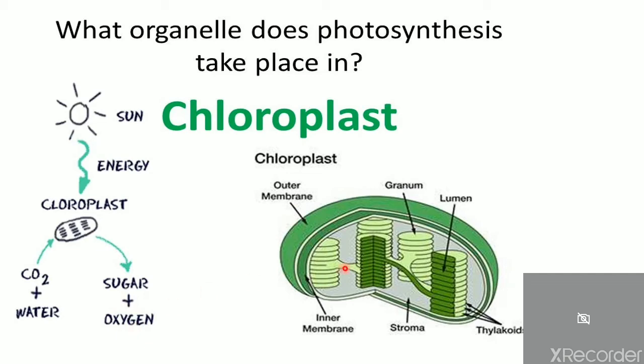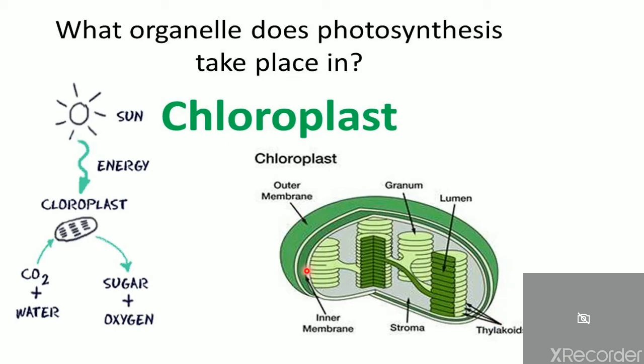Now towards the right side, you can see there's one more diagram. This is the inner section of the chloroplast. There are a few terms like granum, lumen, thylakoids, stroma. These are new terms which are not mentioned in your textbook, so we'll not go in depth regarding this, but I'll just give you brief information.